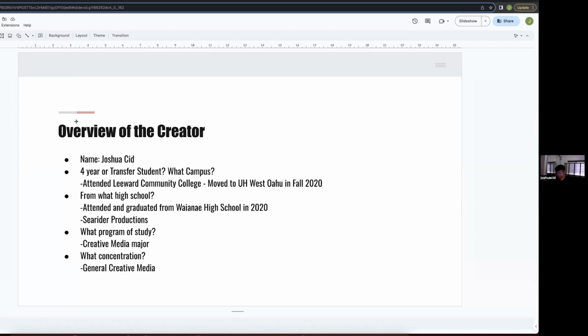So a little quick overview of who I am. My name is Joshua Sid. I attended Leeward Community College for early college courses during high school till fall of 2020. And eventually I became a full-time student at UH West Oahu in that spring. And then I also attended and graduated from Waianae High School in 2020 and also attended a creative media program that's called Sierra Productions back in high school. And now I am a creative media major and my concentration is general creative media.